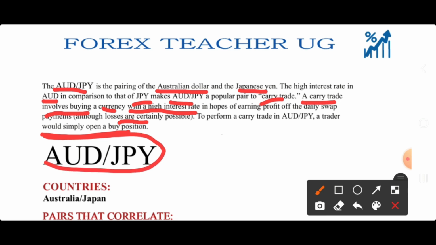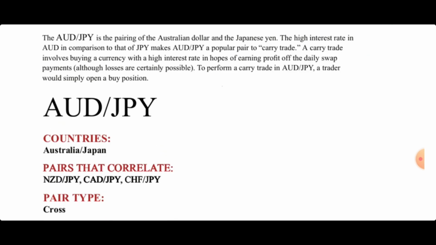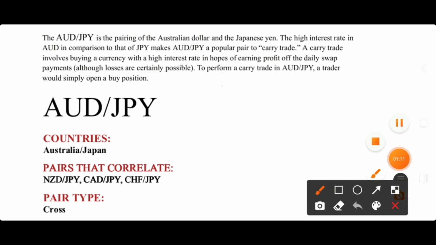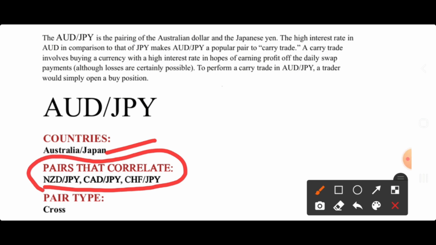So this is the AUD/JPY. So here we look at the countries, Australia and Japan, and these are the currencies it correlates with. So we have the NZD, New Zealand dollar, and the Japanese yen. We have the Canadian dollar and Japanese yen, and also the Swiss franc and the Japanese yen. So the pair type is a cross.